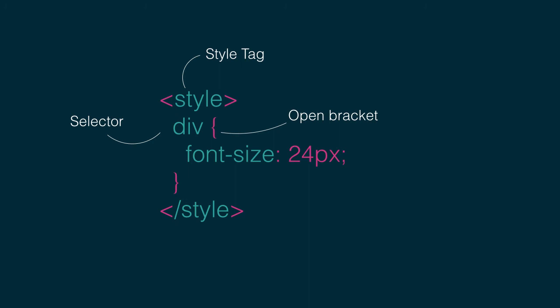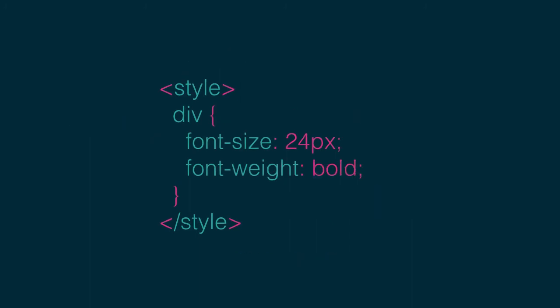And after the selector, you have an open bracket, and then a regular CSS property. So anything that you would have put inside style equals, you can put inside this selector. And then you also have the closing style tag. Now, you can also have multiple properties inside of the selector. So at this point, we have font size and font weight. There's an unlimited number of properties that you could have inside.